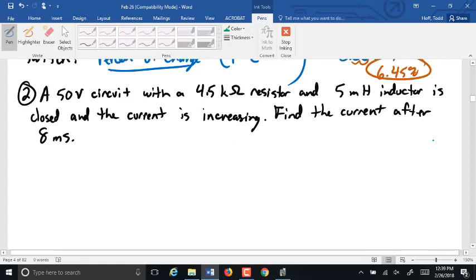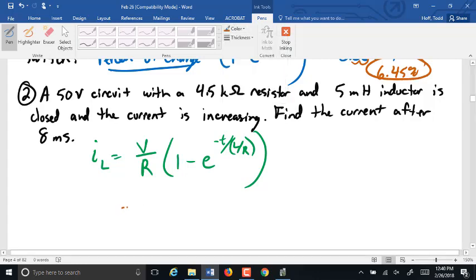Number two, this is a little more conventional. You have a 50-volt circuit with a 4.5 kilo ohm resistor. A 5 millihenry inductor is closed, and the current is increasing. Find the current after 8 milliseconds. Well, our increasing current in an inductor is what formula? One minus e to the negative t over tau. And remember, tau is L over R.